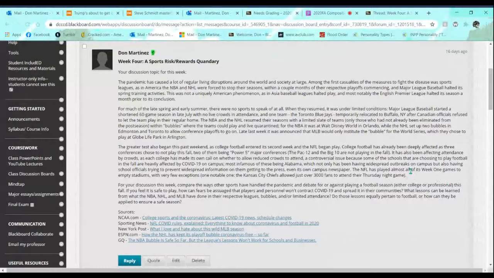Major League Baseball, during its shortened season, wound up having two major outbreaks. One of them actually occurred after only a week of play. The Miami Marlins had a COVID-19 outbreak, and then 2 weeks later, the St. Louis Cardinals had an outbreak. Okay, and we've already had one in the NFL as well.